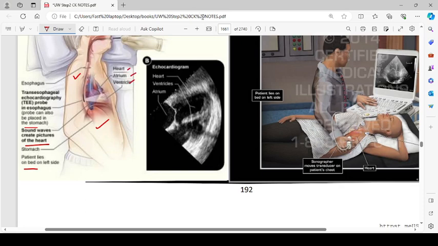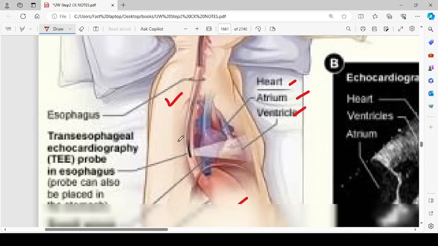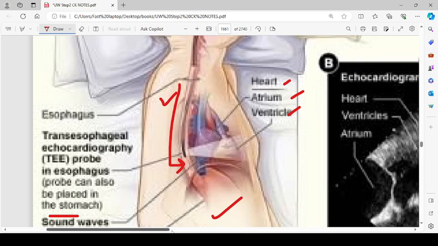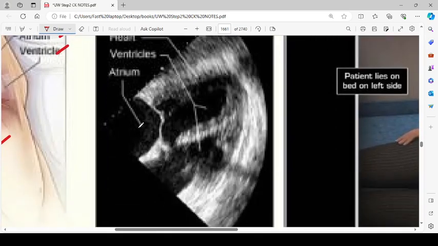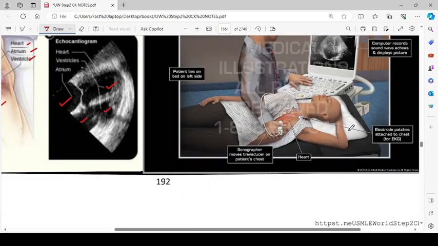I suppose if I could zoom it in. So here you can see that the probe is present here in the esophagus, and that is picturizing the heart, which is present exactly anterior to that. And immediately anterior to the esophagus, we have the left atrium, which is depicted in the picture. So this is the left atrium, this is the left ventricle, and then we have the right ventricle and the right atrium. So this is how it works.